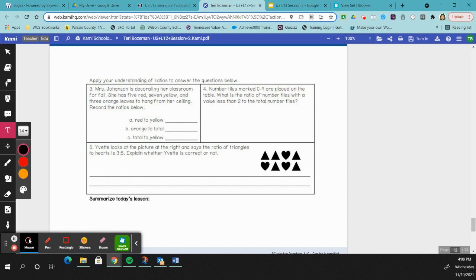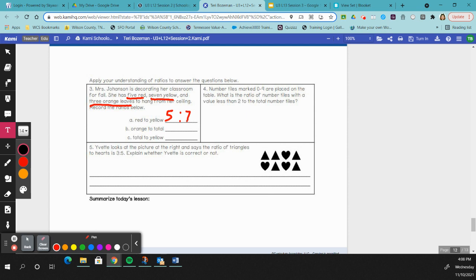So number 3 says, Mrs. Johansson is decorating her classroom for fall. She has 5 red, 7 yellow, and 3 orange leaves to hang from her ceiling. Record the ratios below. Red to yellow. We have 5 red, 7 yellow. And again, if you want to pause the video and work on these on your own and then come back and watch the answers, that's fine too. It's good practice to try some things on your own.